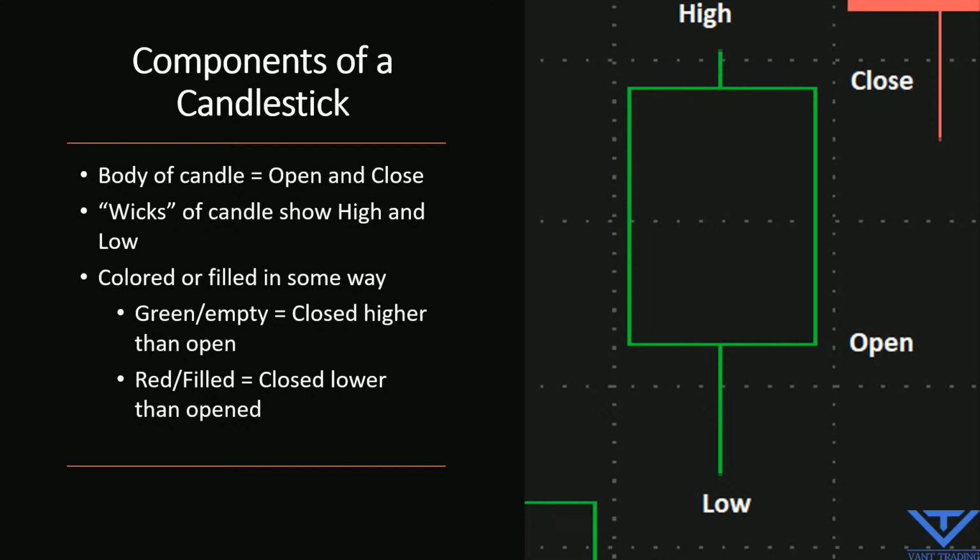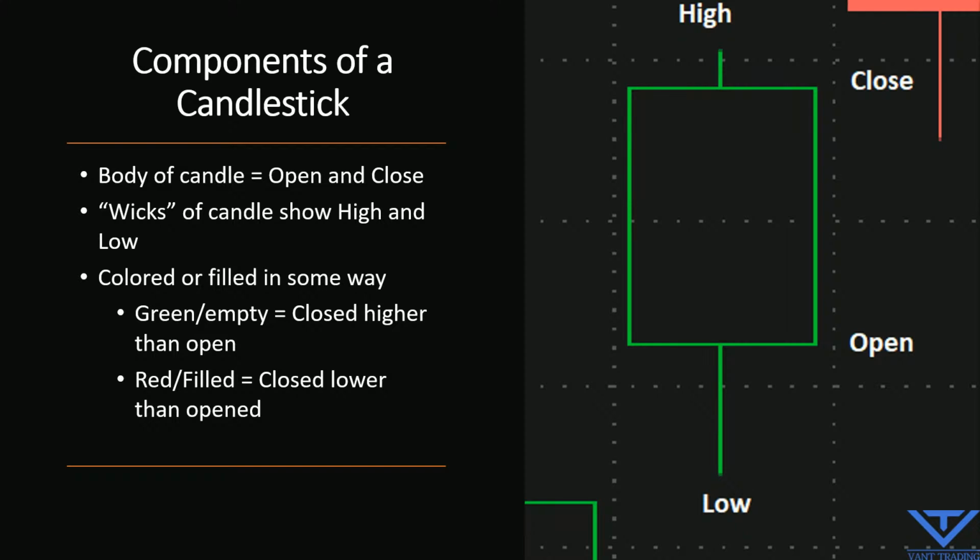Now it's going to be colored or filled in some way so that you can identify, well, is the open on the bottom or the top of the candle? If it's green, that means that it closed higher than it opened. And so the bottom of the body is going to be the open and the top is going to be the close. If it's red, it's vice versa. Obviously, it closed lower than it opened. This is kind of basics, but you need to make sure you understand how to read a candlestick.